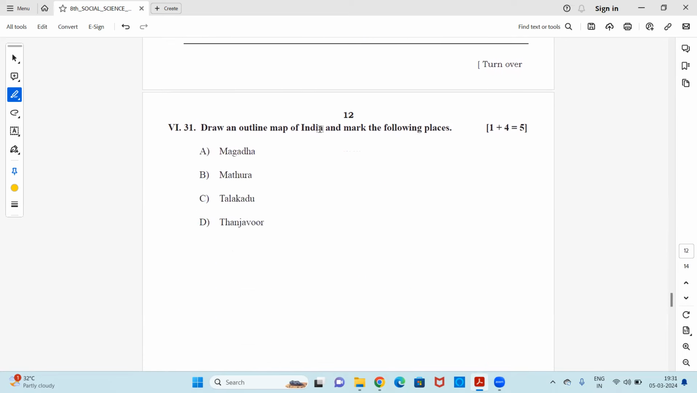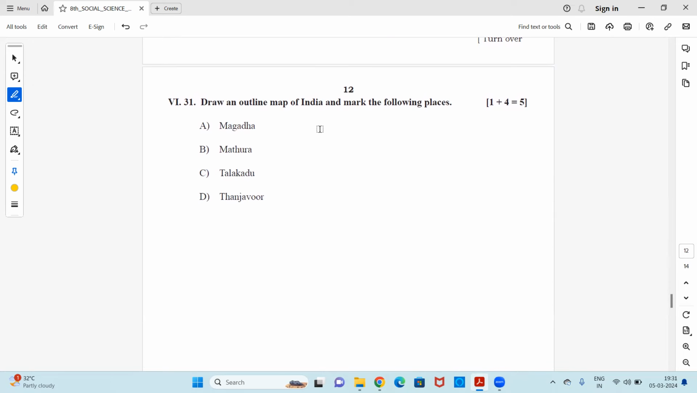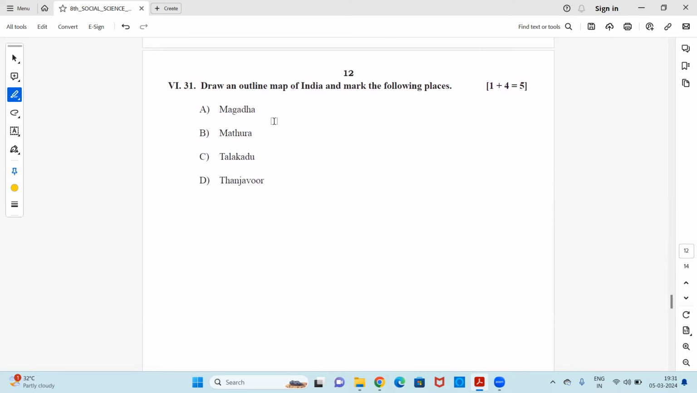Next, last question, draw an outline map of India and mark the following places: Magadha, Mathura, Talakadu and Tanjavuru. Again, you will find these markings and the map of India in your history textbook. Please refer to your textbooks for the map. So here for drawing, you get 1 mark, and for marking 4 places, you get 4 marks. So it comes to 5 marks.